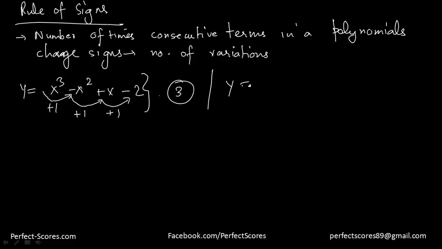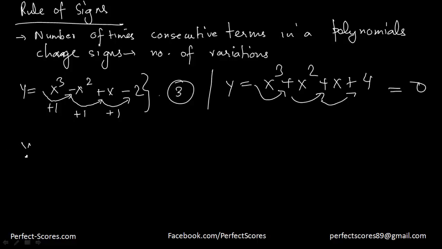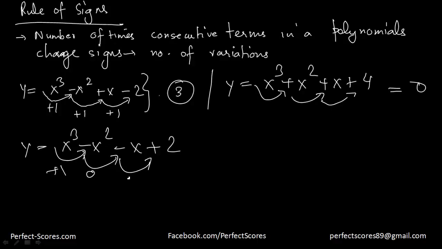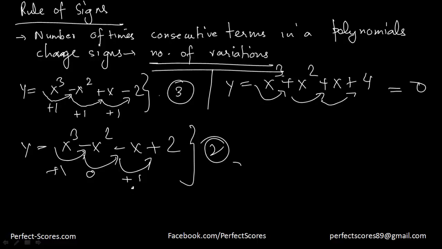So let's suppose y is equal to x cube plus x square plus x plus 4. Here it stayed positive all the time. That means there's no variation. Let's say y is equal to x cube minus x square minus x plus 2. From positive to negative, that's one variation. Negative to negative, no variation. Negative to positive, one variation. So it has a total of two variations. So we have defined something that is the number of variations in a polynomial.